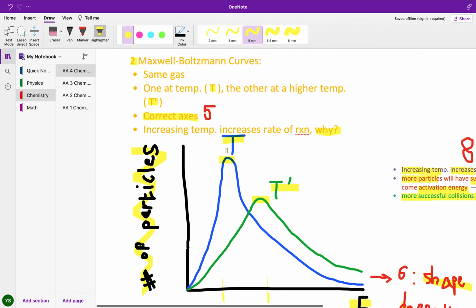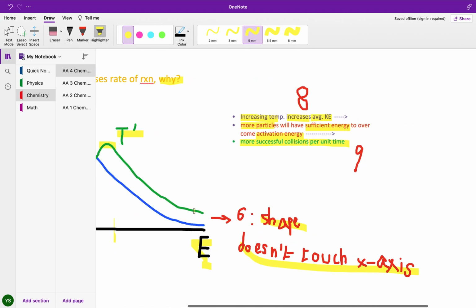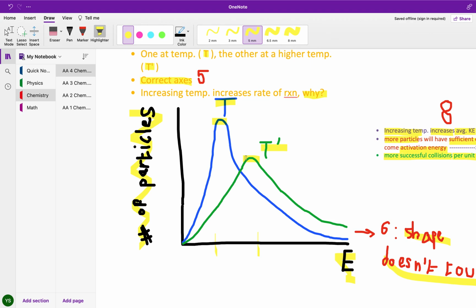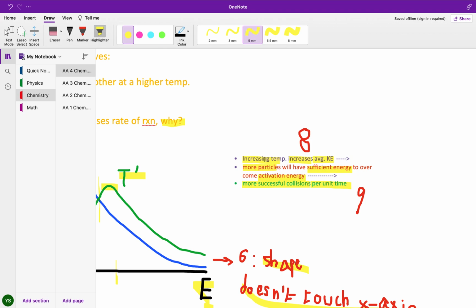So you get the fifth point for writing the correct axes, the sixth for the correct shape, making sure the curves don't touch the x-axis, the seventh point for ensuring that the curve of T apostrophe has a peak lower than normal T and to the right of the original T. You get the eighth point for saying that increasing the temperature increases the average kinetic energy and more particles will have sufficient energy to overcome the activation energy. And the ninth and final point, more successful collisions per unit time.